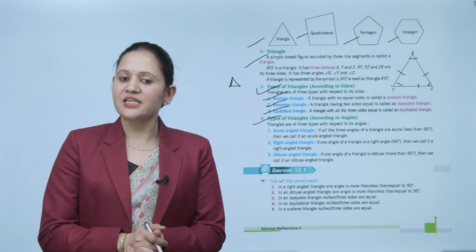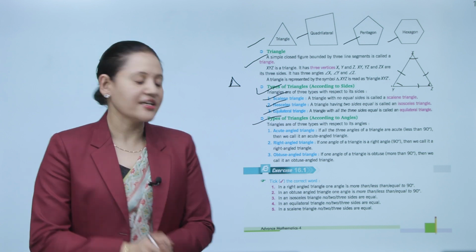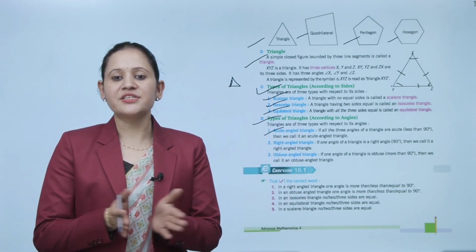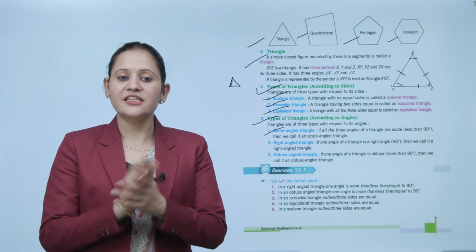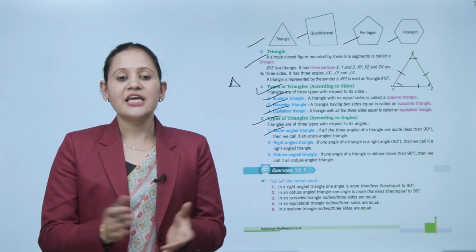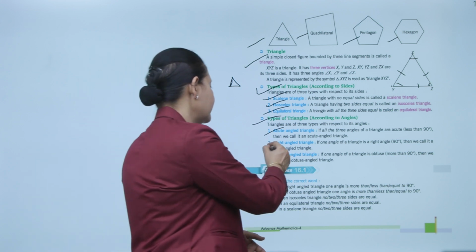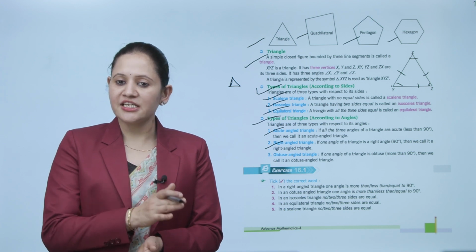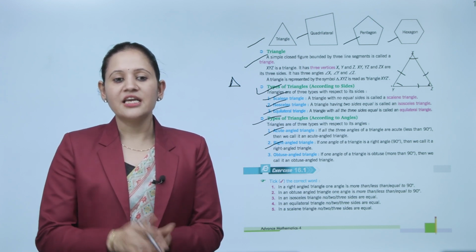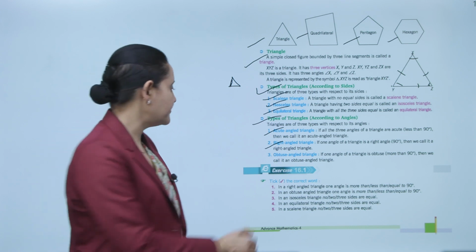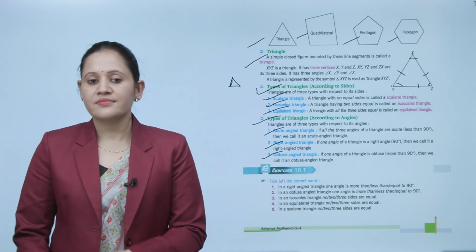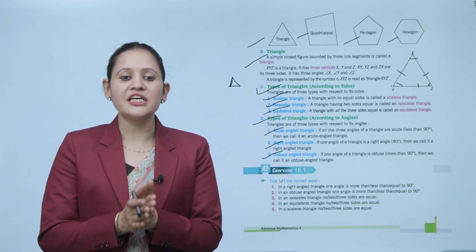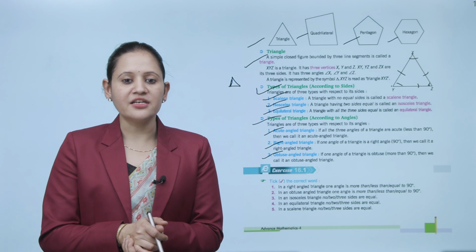Next is types of triangle according to angles. Triangles are of three types with respect to their angles. First is acute angle triangle. If all the three angles of the triangle are acute, means less than 90 degrees, then we call it an acute angle triangle. Next is right angle triangle. If one of the angles of the triangle is a right angle, means 90 degrees, then we call it a right angle triangle. Next is obtuse angle triangle. If one of the angles of the triangle is obtuse, means more than 90 degrees but less than 180 degrees, then we call it an obtuse angle triangle.